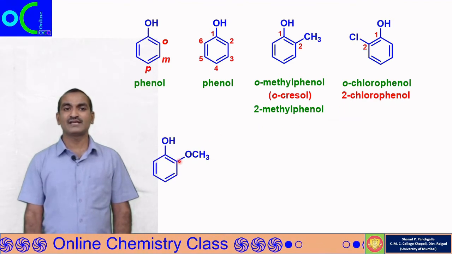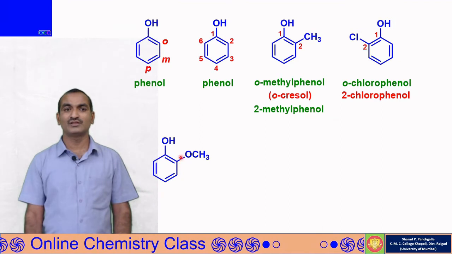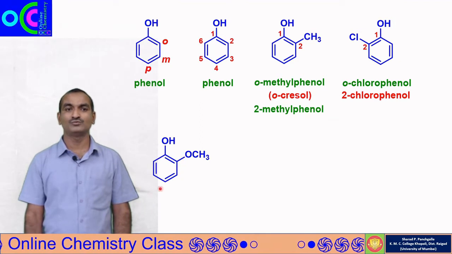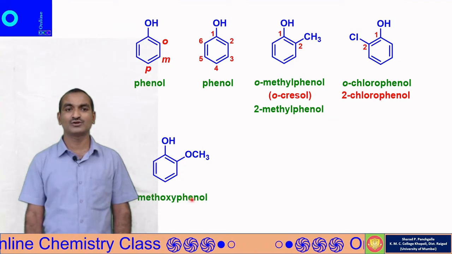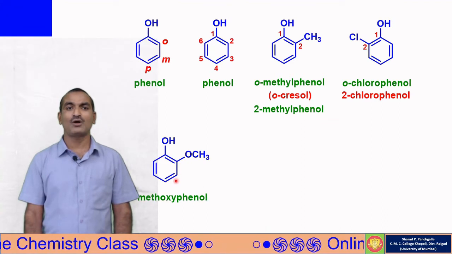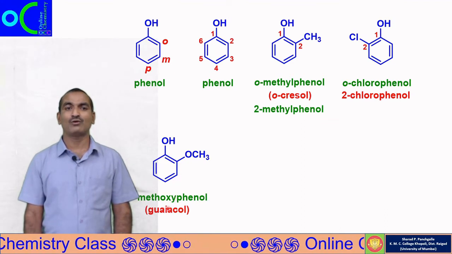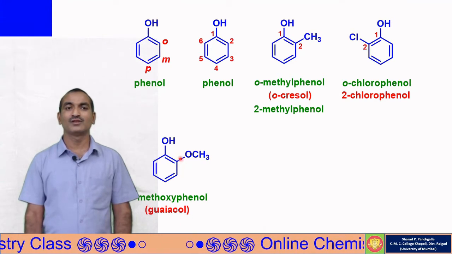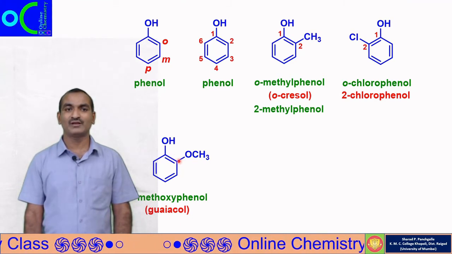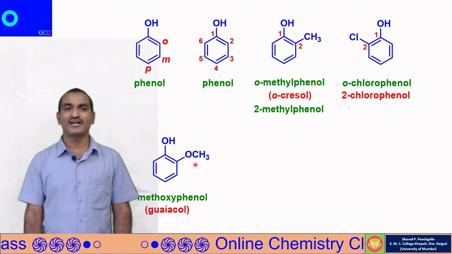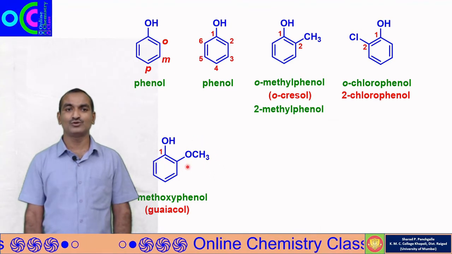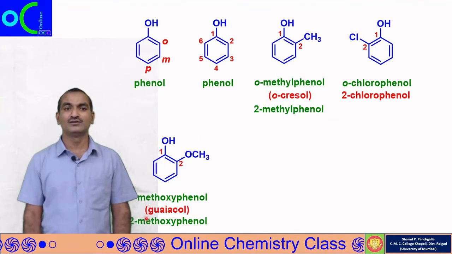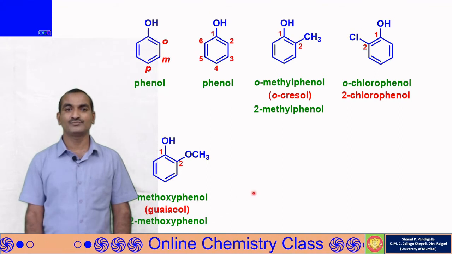Similarly, in the next example, at ortho position there is a methoxy group. So this will be known as the ortho methoxy phenol. Its common name is guaiacol. It is commonly known as guaiacol. Now according to the IUPAC nomenclature, this is the position number 2. At position number 2 there is a methoxy group. So this is the 2-methoxy phenol.